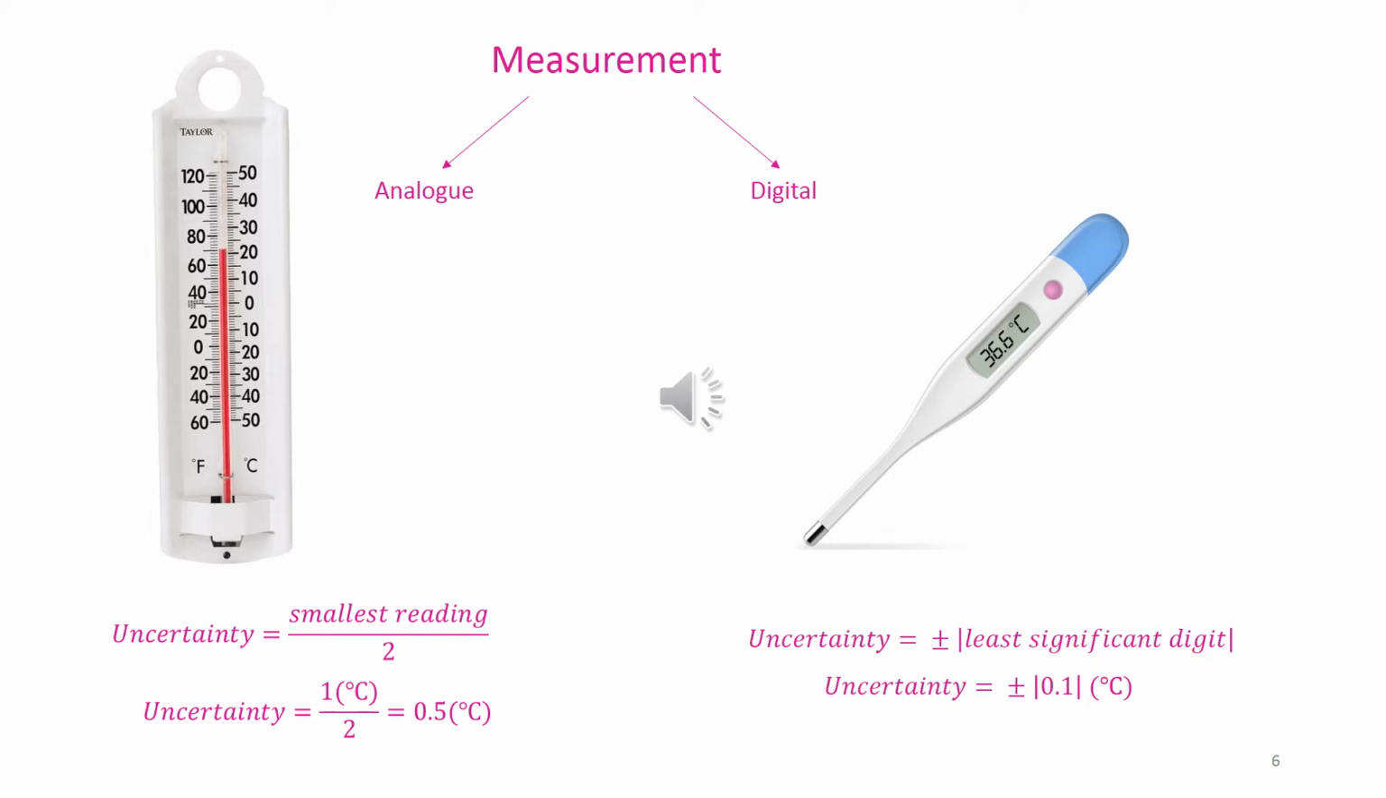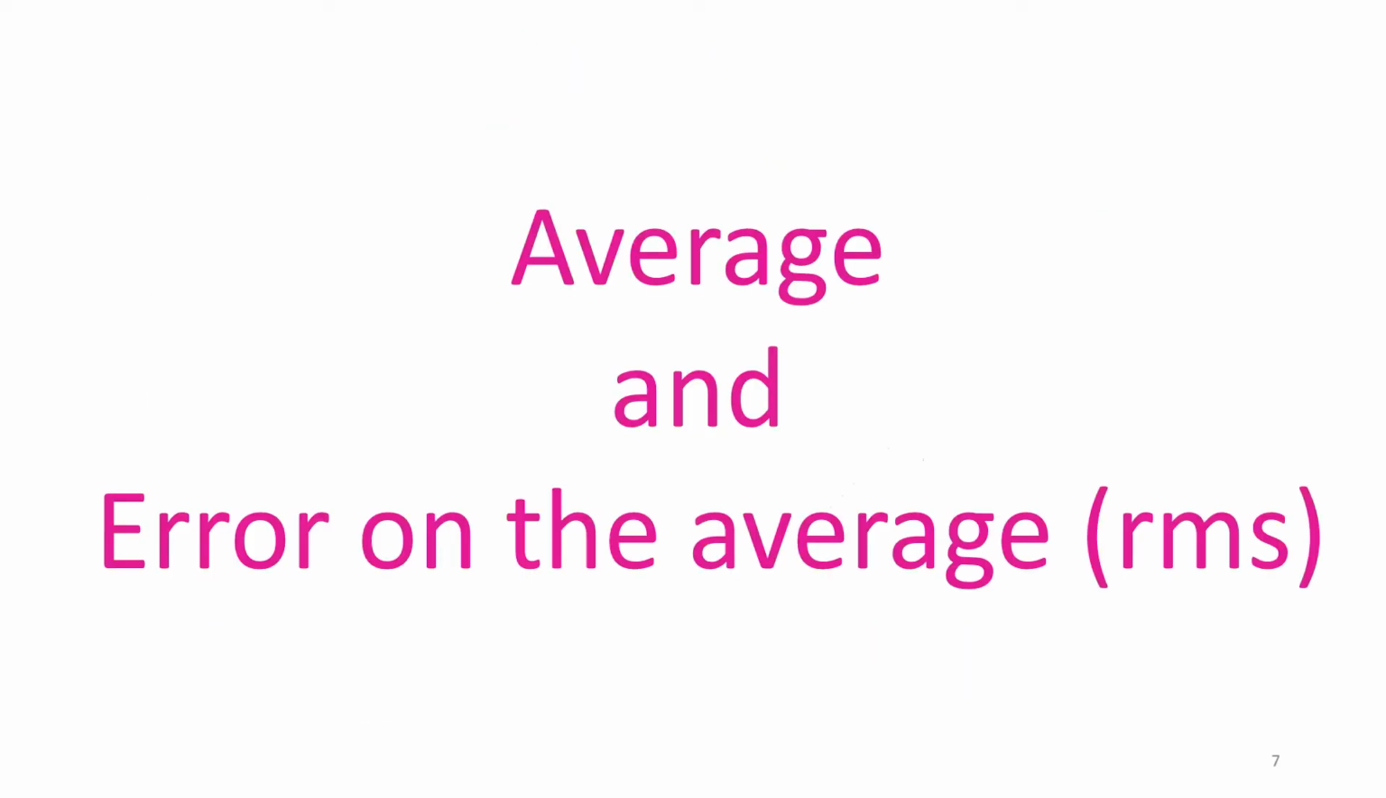Now, the digital device has another definition for the uncertainty. It is the absolute value of the least significant digit. For example, 36.6, the least significant digit is 0.1. Of course, plus or minus.